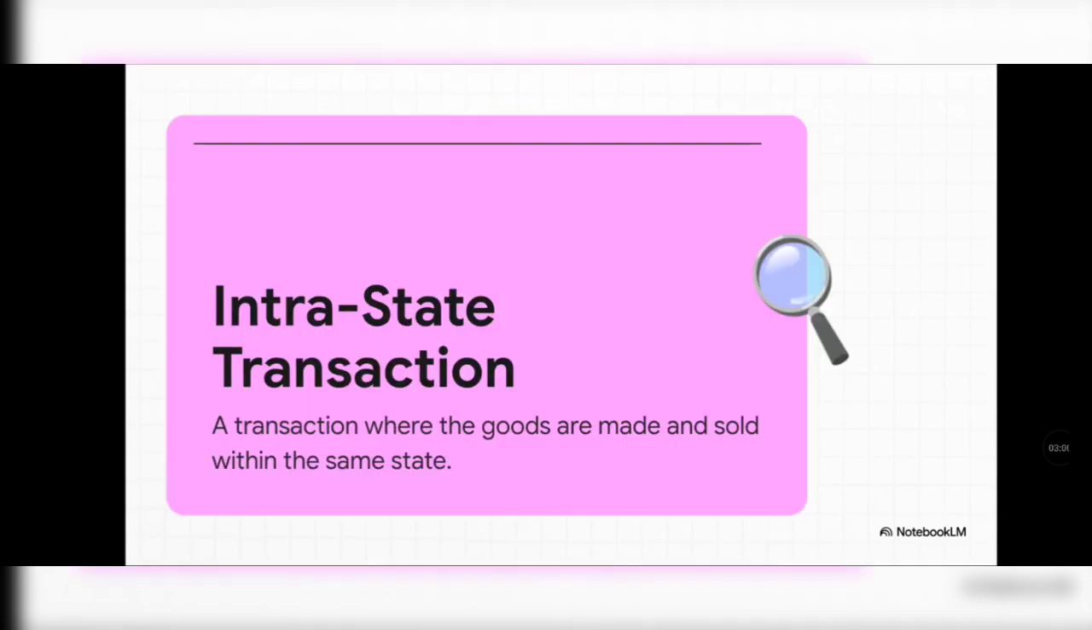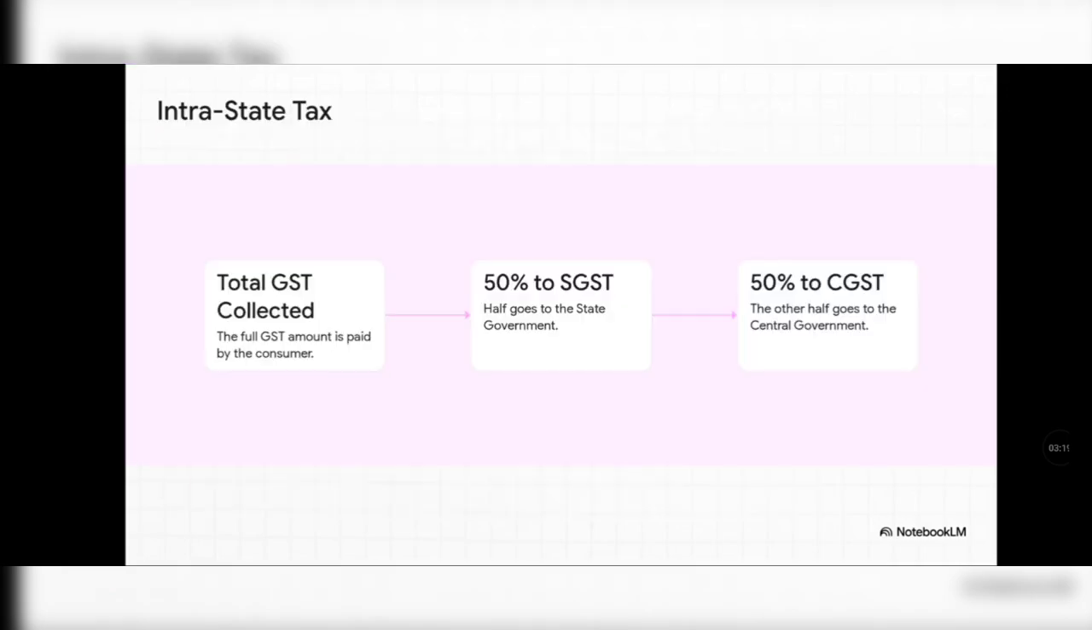Okay, let's break down the first type, intrastate. The key here is that prefix, intra, which just means within. So imagine a product that's made in Madhya Pradesh and then sold to a customer who is also in Madhya Pradesh. The whole transaction, from start to finish, happens inside the borders of just one state. And here's how the tax gets handled in that case.